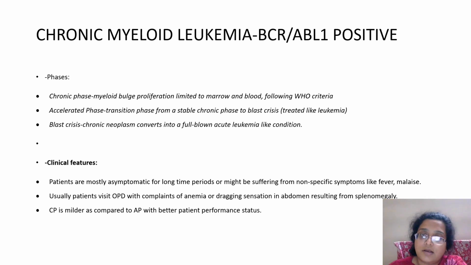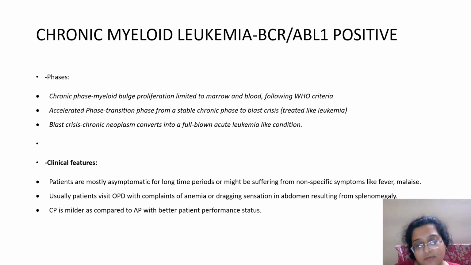Or you're not clear about the phasing, then only. Otherwise, a peripheral smear is enough to send an RT-PCR and make your diagnosis and start imatinib. Nowadays second line tyrosine kinase inhibitors are there, but I'm going to be referring mainly to imatinib because that is what was used most commonly. Okay.